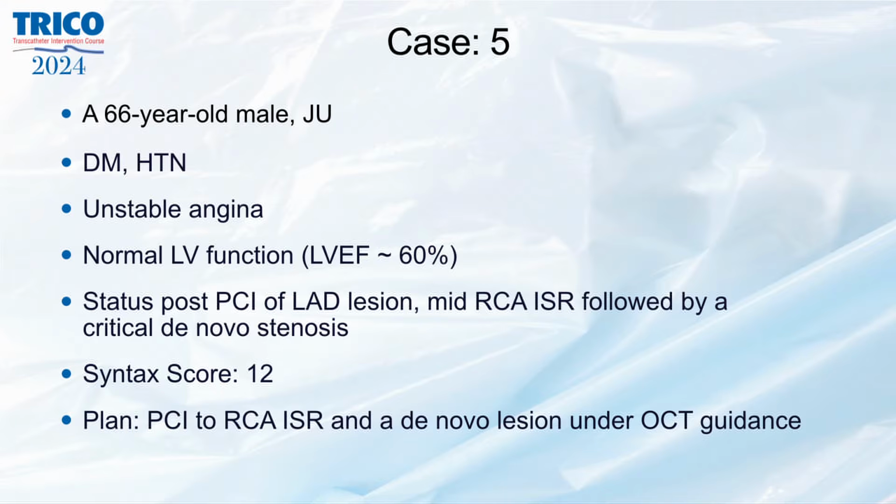Known case of diabetes and hypertension, presented with unstable angina. His 2D echo showed normal LV function, LVEF 60%, status post PCI of LAD lesion, mid RCA ISR, followed by a critical de novo stenosis. His SYNTAX score is 12. Our plan is to do PCI to RCA ISR and a de novo lesion under OCT guidance.